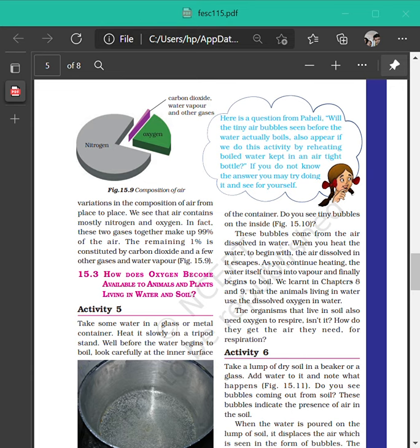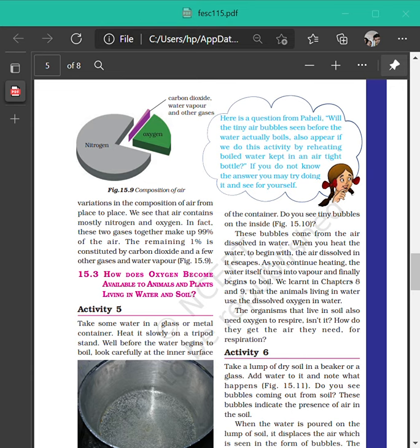Okay, now stop. So what happens in this activity 5? If you just keep some water in a pan and heat it, initially you are going to see small bubbles sticking on the surface. Okay, and what does this prove? This proves that yes, there is some dissolved air inside water.